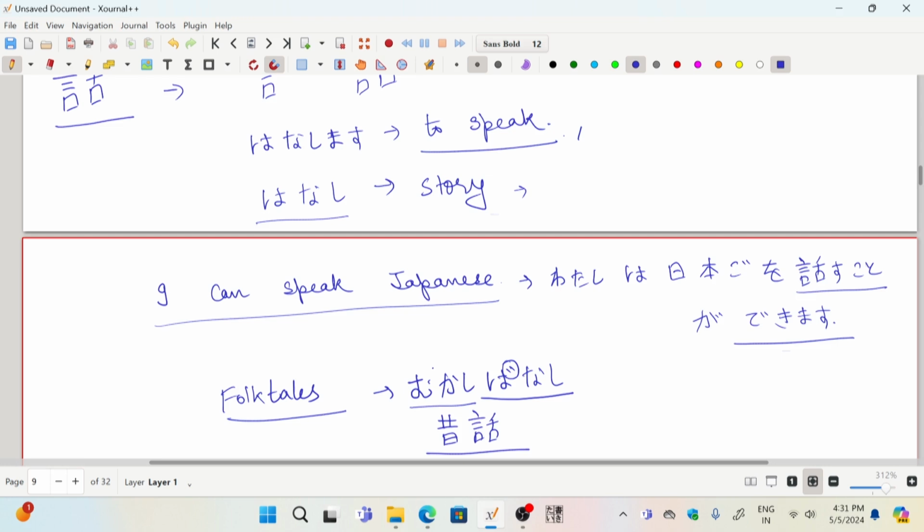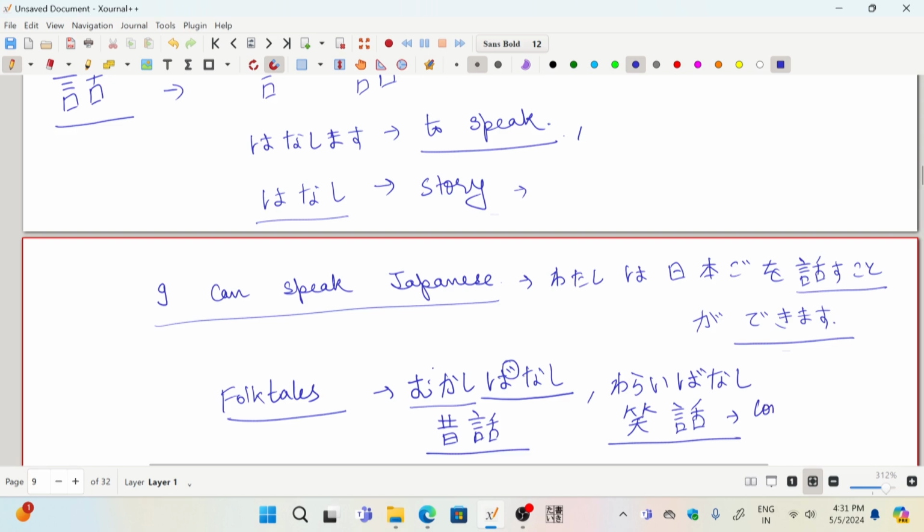When we want to say the funny tale, it will be warai banashi. It will be the kanji of waraimasu, and then hanashi, it will be warai banashi, the comic tale.